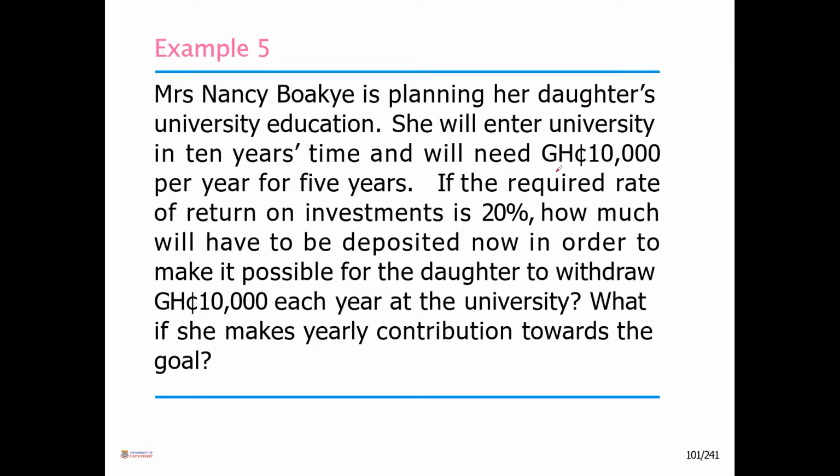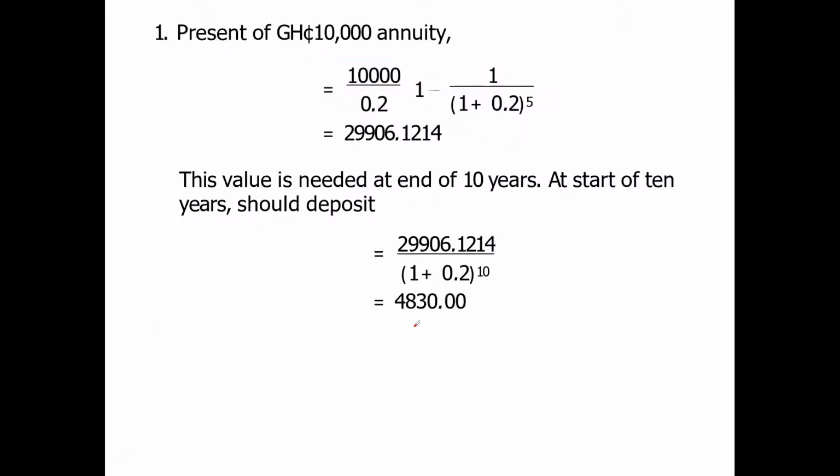And we will need 10,000 per year for 5 years. If the required rate of return on investment is 20%, so if the interest rate is 20%, how much will have to be deposited now in order to make it possible for her to withdraw 10,000 each year at the university? Good.